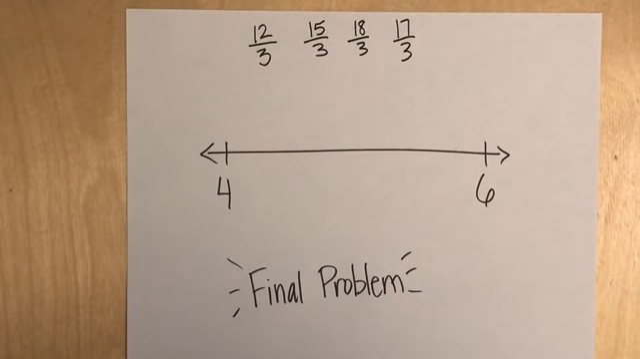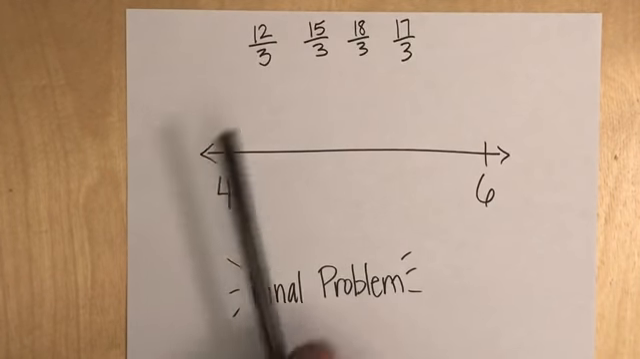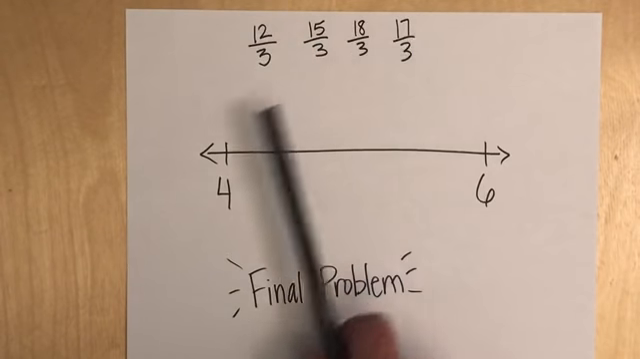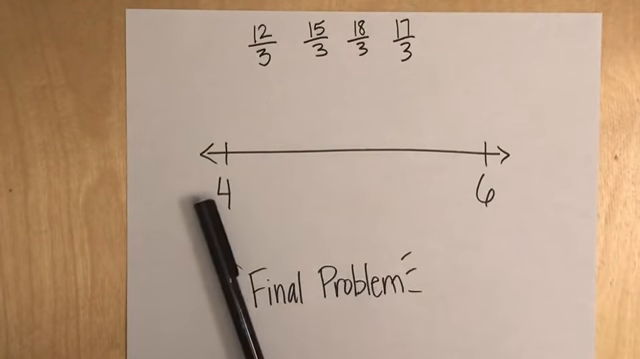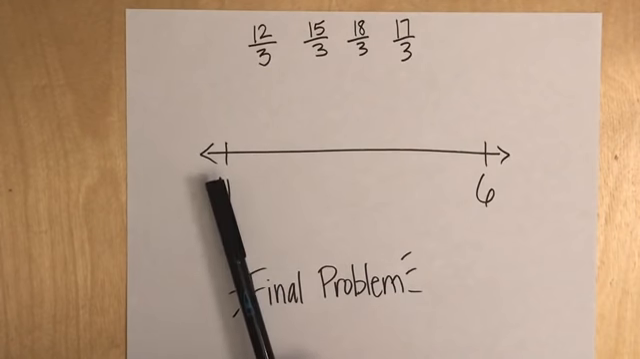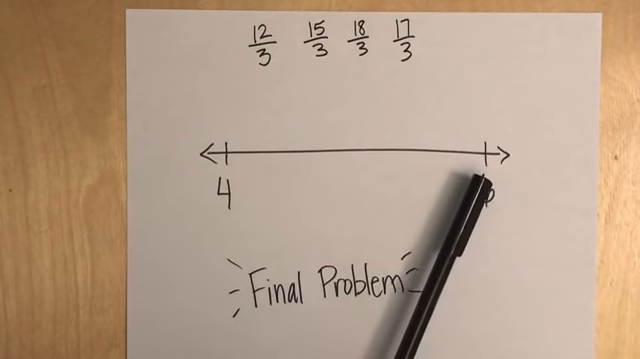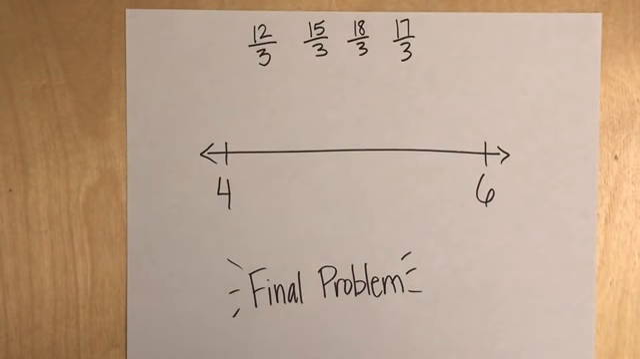Okay, final problem. Please find 12/3, 15/3, 18/3, and 17/3 on the number line. And you're gonna have our number line start at 4 and end at 6. So think about how many thirds are in 4 wholes, and you're gonna start from there. Don't forget to put your other whole number in here and then divide it up into the fractional parts.